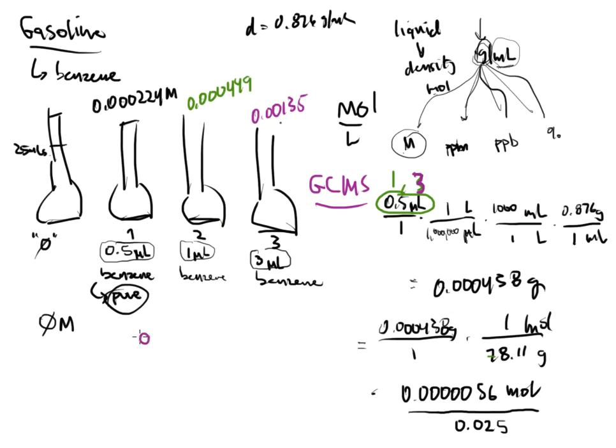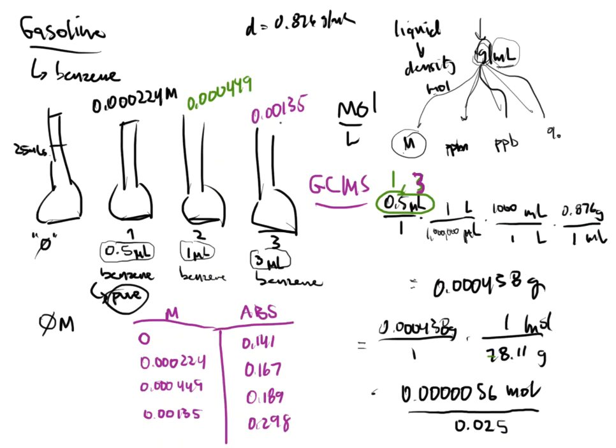So I've got my 0, which is my blank, and then my 0.000224, and my 0.000449, and my 0.00135. So here is my concentration in molarity, and then my signal. So with the power of the camera, ta-da! Here are my absorbance values: 0.141, 0.167, 0.189, and 0.298.